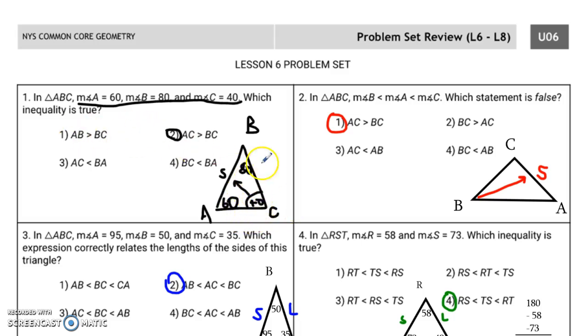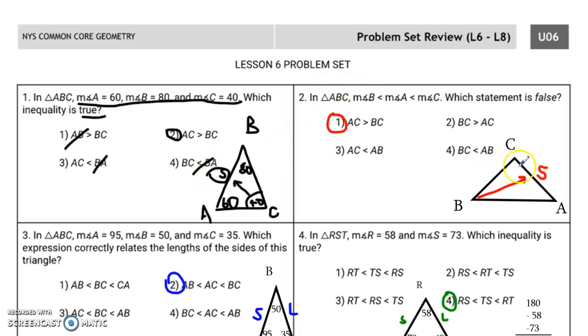So looking at the answer choices, it says which inequality is true. Well, choice 2 is the only inequality that correctly identifies the fact that AC is going to be larger than BC. Why is that? Well, we know that AB is the smallest, right? This one says AB is bigger than BC. That's not it. This one says that AB is bigger than AC. That's not it. AB can't be bigger than anything else because it's literally the smallest side.